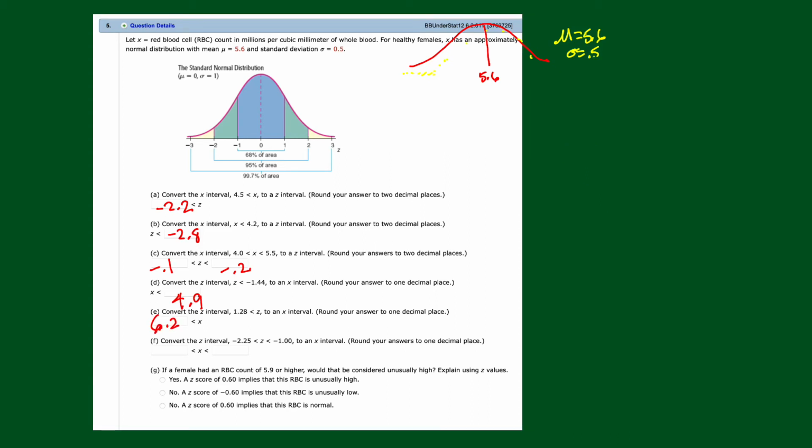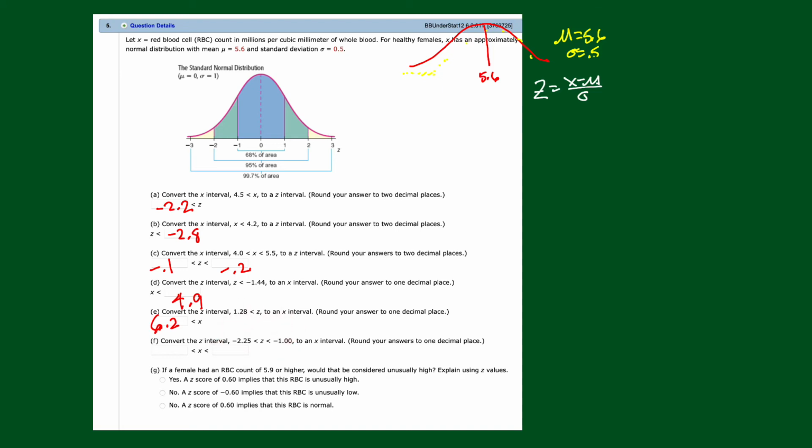Part F. Does it ever end? All right, convert the z interval. I got a z interval here to an x interval. All right, I need a converter. I know what the converter is. It's z is equal to x minus mu over sigma. Now here's what I want. I'm going to write exactly this interval, and then I'll make my conversions.